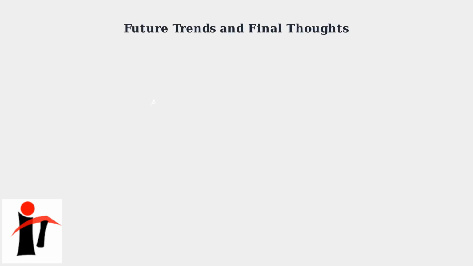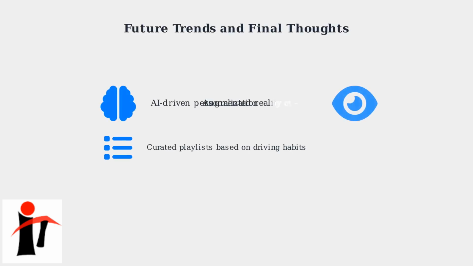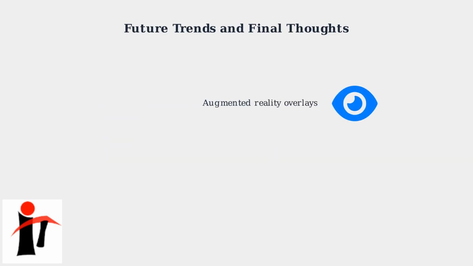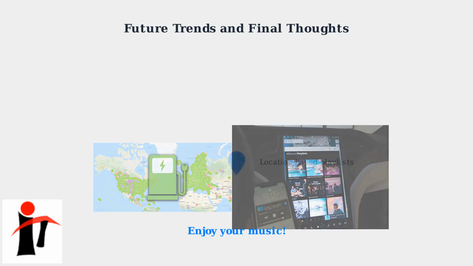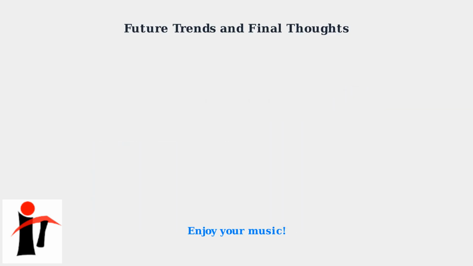The future of in-car entertainment includes more AI-driven personalization. Expect Tesla to integrate Spotify deeper with features like curated playlists based on driving habits and augmented reality overlays. With EVs becoming more prevalent, anticipate Tesla-exclusive Spotify features, such as location-based playlists, enhancing your overall driving experience.